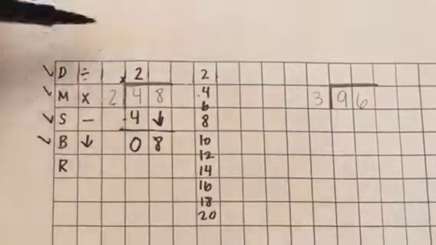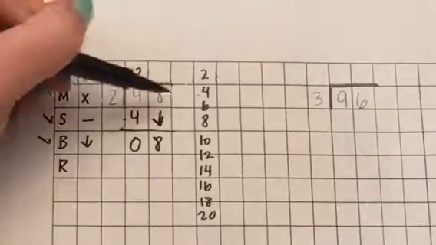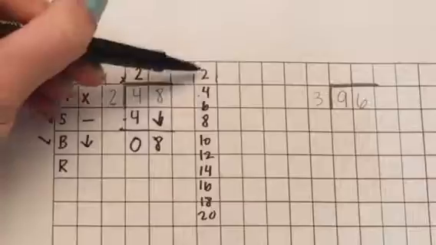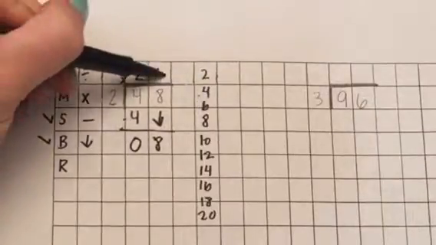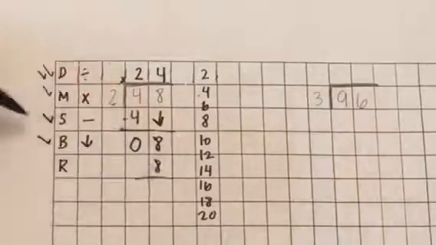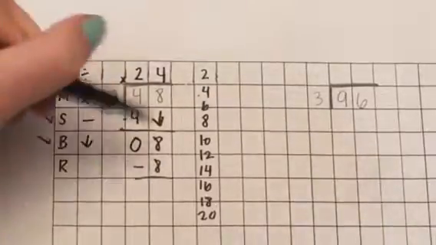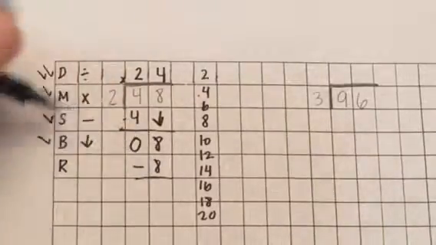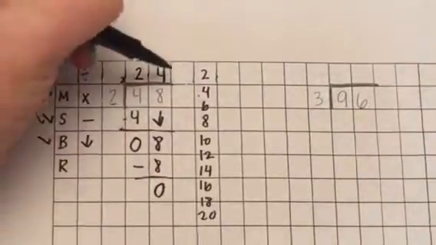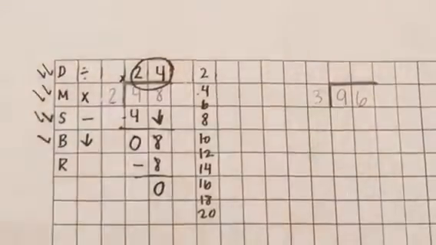Now I need to repeat. How many times does 2 go into 8? It divides in 1, 2, 3, 4. 4 times. 2 times 4 is 8. Going to subtract. 8 minus 8 is 0. I have nothing left to bring down and I have no remainder, so I'm just going to circle 24.